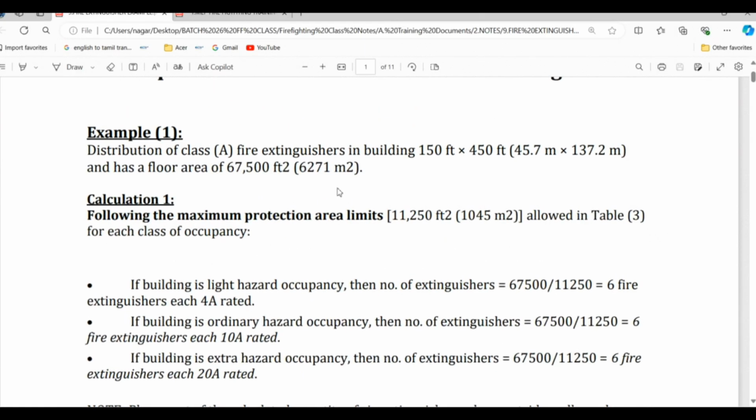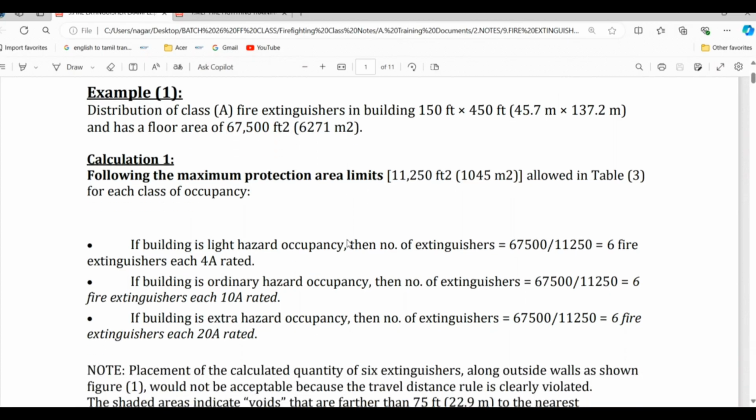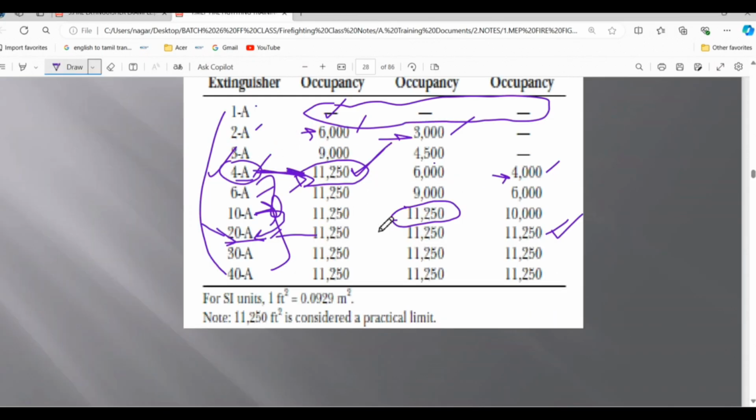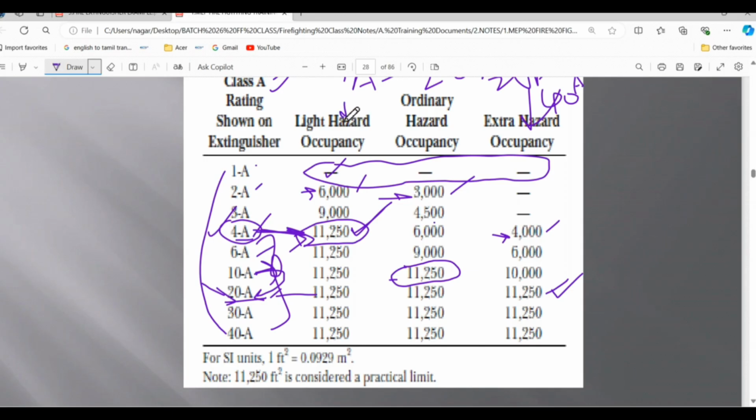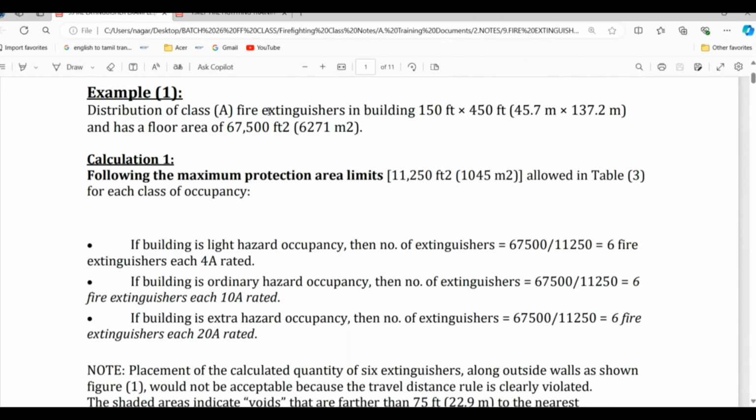You can see the distribution of class A extinguishers. We have one room, 150 by 450 feet in size. Total floor area 67,500. So how many extinguishers do you need and how to place them? There are two conditions. First, we will go with the maximum protection. Maximum protection means for the light hazard it is 11,250. In all cases 11,250, only the rating is different. So for 11,250 the rating is 4A here. Okay, so I will keep the value here.